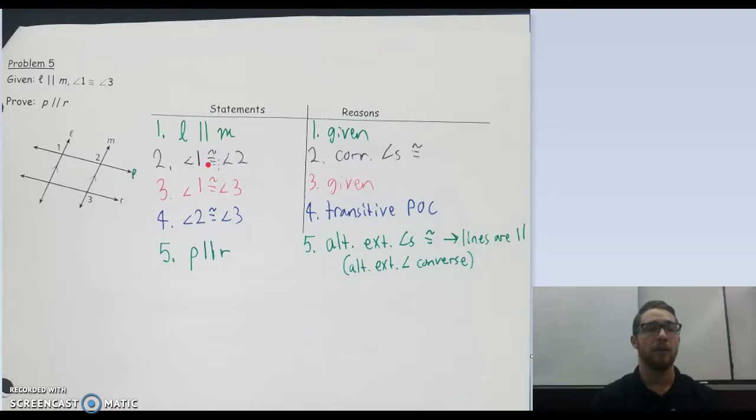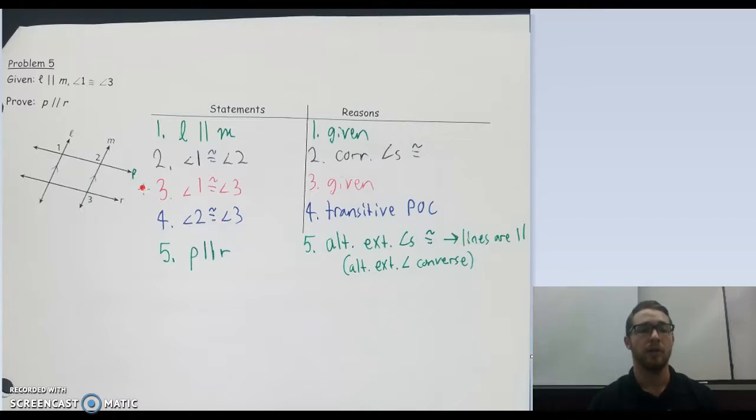So now if I know that 1 and 2 are congruent because these are corresponding, I'm going to throw that other given in there. So again, sometimes you can space out your given. It'll make a little bit more sense. And now I can see with steps 2 and 3, since angle 2 and angle 3 are both congruent to angle 1, they must be congruent to each other by the transitive property of congruence here. So angle 2 congruent to angle 1, angle 3 congruent to angle 1. That means 2 and 3 should also be the same.